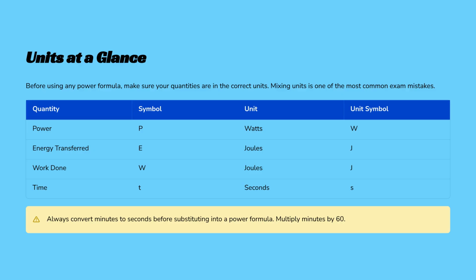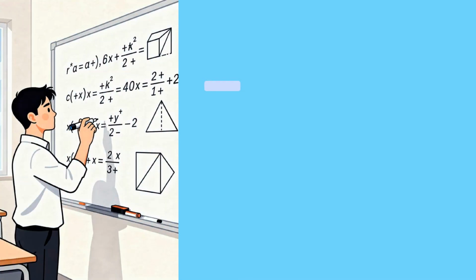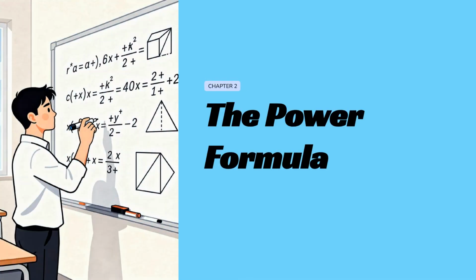When performing calculations, ensure your units are correct. A common exam mistake is mixing them up. Always remember to convert minutes into seconds by multiplying by 60. Moving on to Chapter 2, the power formula. We will look at how to use energy transferred and time to calculate the power of a device.